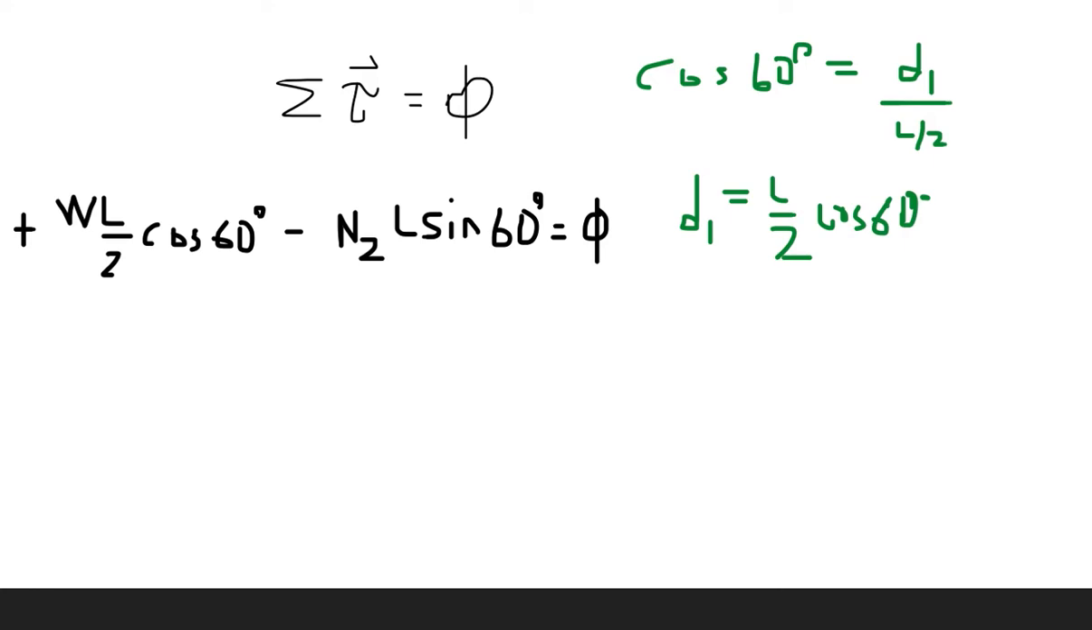Now let's eliminate variables. L appears in both equations, so we can divide it out. And that's about the only thing we can get rid of. Let's solve for N2. You bring N2 sine 60 over to the right-hand side of the equation and solve for N2. N2 is equal to W, the weight, divided by 2 tan theta.